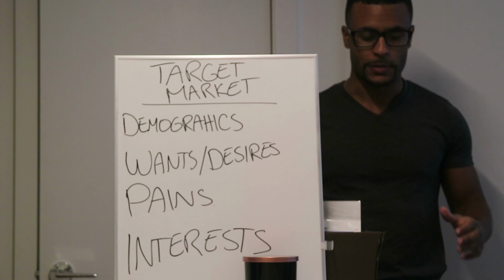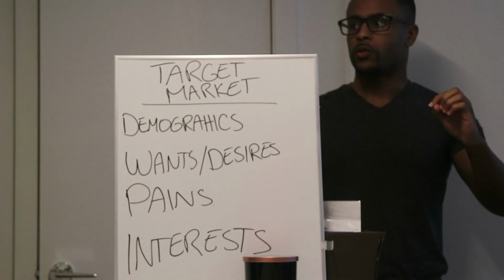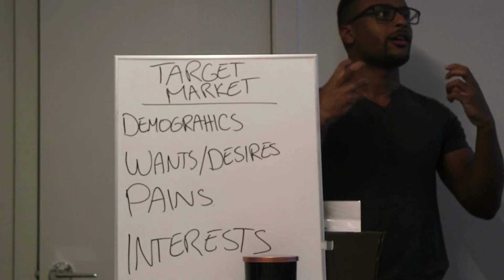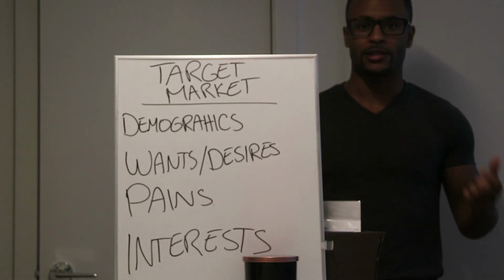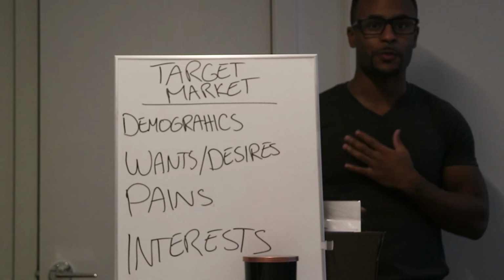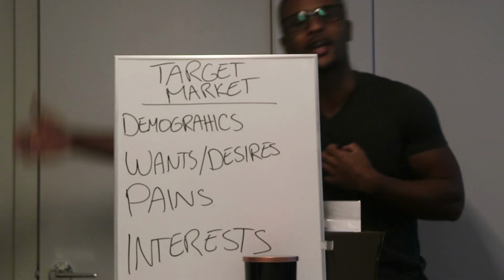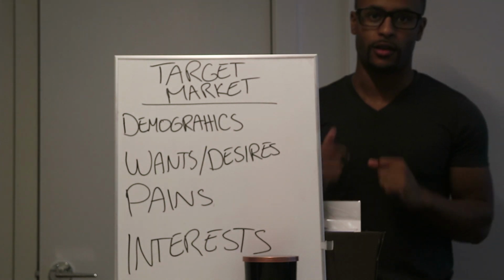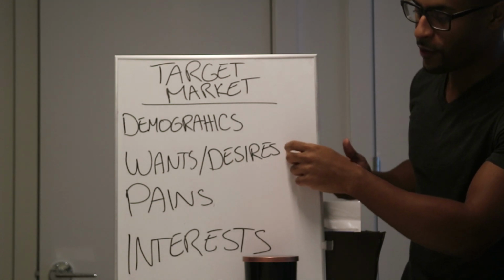That's just another way of saying aspiration. What sort of representation do they want for themselves in relation to other people? Like, how do they want to be perceived by their neighbors? All of the things of that nature. What do they want in their life? That is what you're going to identify right here.